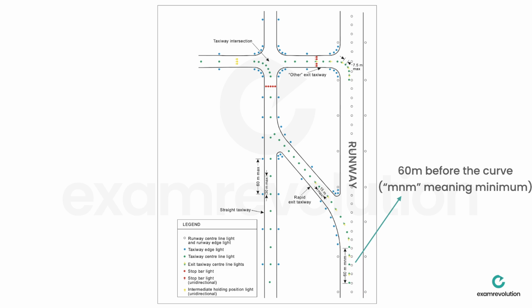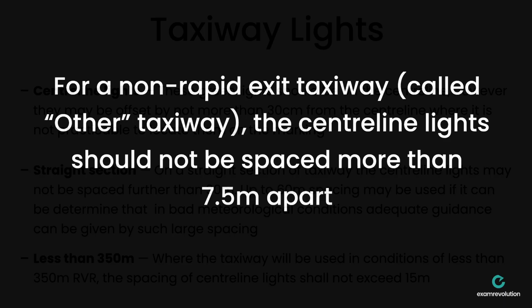This is quite a favorite question in the exam, guys. It's 60 meters before the curve. Then for a non-rapid exit taxiway, it's called an other taxiway.